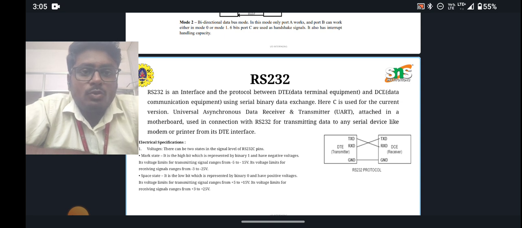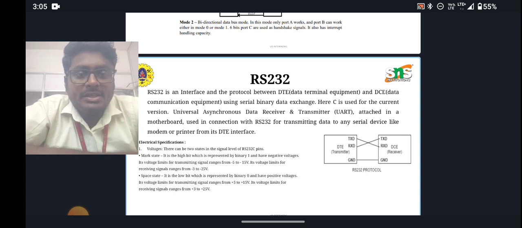There can be two states in the signal level of RS232C pins. The first is the mark state, it is the high bit, which is represented by binary 1 and has negative voltages. Its voltage limits for transmitting signals range from -5 to -15 volts. Its voltage limits for receiving signals range from -3 to -25 volts.